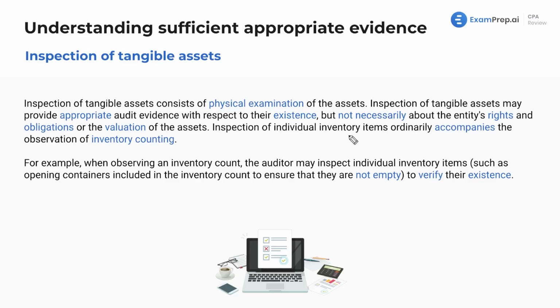Inspection of individual inventory items ordinarily accompanies the observation of inventory counting. So you want to see, okay, you counted the inventory, but then you want to take a look at a few of the products they're selling, right? Are they fake products? So for example, when observing an inventory count, the auditor may inspect individual inventory items, such as opening containers included in the inventory count to ensure that they're not empty in order to verify their existence.